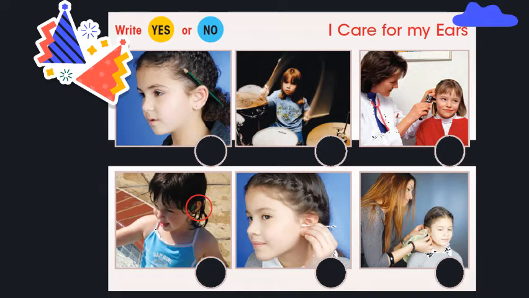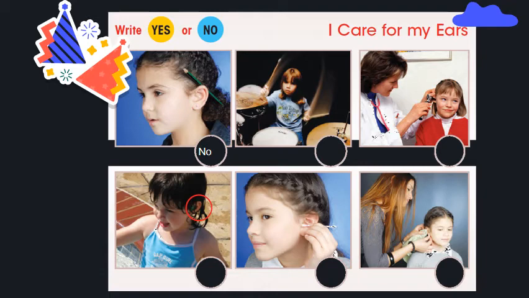Let's see how we should care for our ears, okay? In the first picture, we can see a pencil on top of her ear. Is this a good behavior? Should we write yes, or should we write no? Of course we should write no, because if the pencil is on top of the ear, it may cause danger to the ear. So we have to write no.